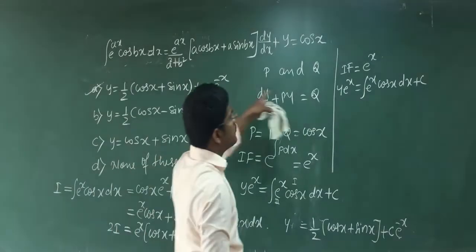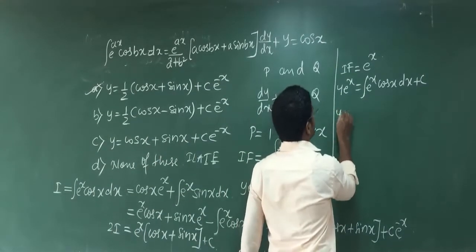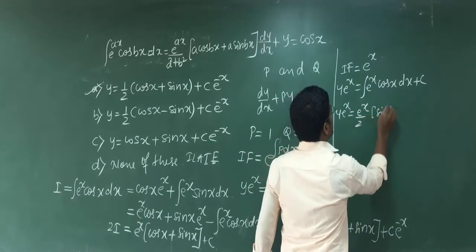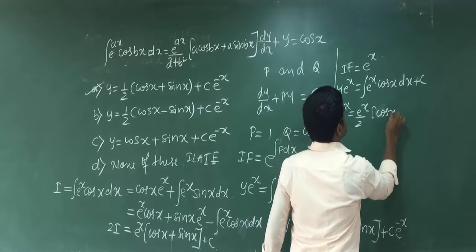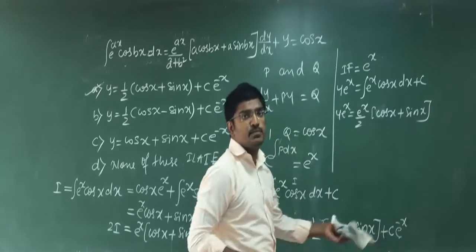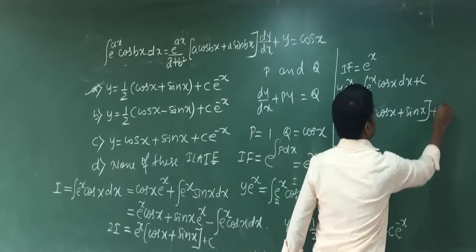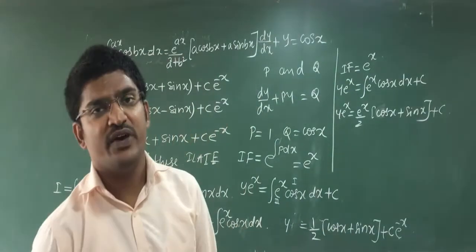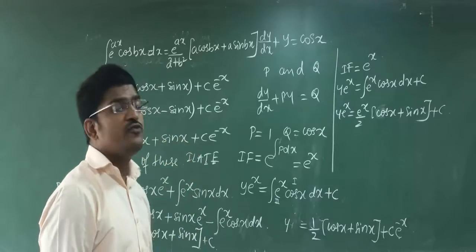So if you use this formula here, it will be what? y into e power x equals e power x by 2 into (cos x plus sin x) plus c. So further you can take e power x common and you can simplify. That means you must know the formulas.